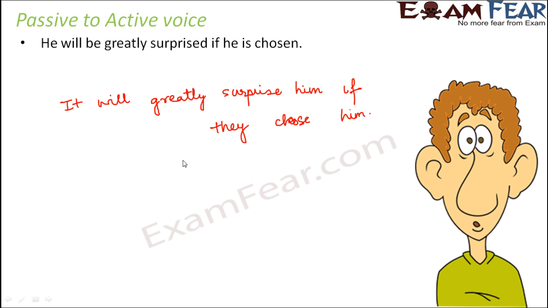So you see, if you look at this sentence in the passive form, this they was not mentioned explicitly. This it was not mentioned explicitly. But when you try to write it in the active form, then it becomes important to include them. Because in this case, he is not the doer of the action. He is just like the object. He is the one on whom that action is being done. He is not doing the action. So it will greatly surprise him if they chose him, because whatever is being done is done by them. He is not doing anything. So this is how the active form will look.